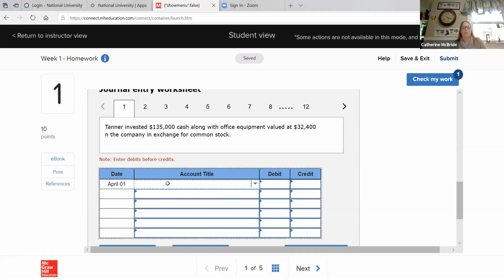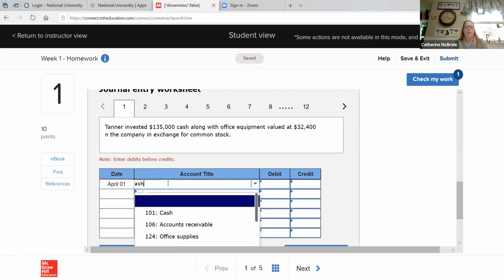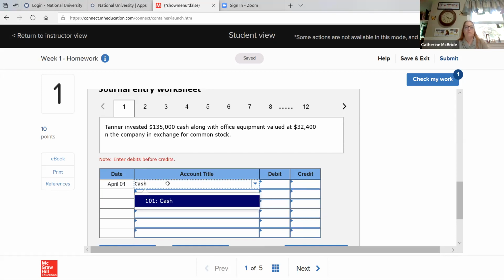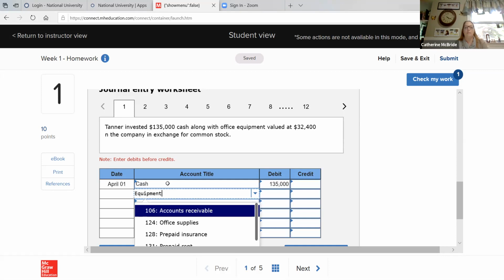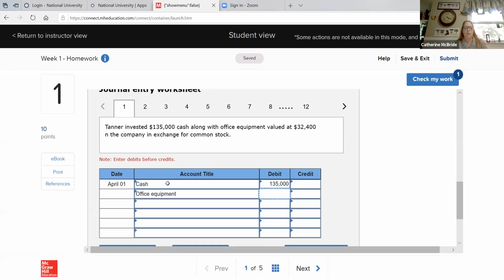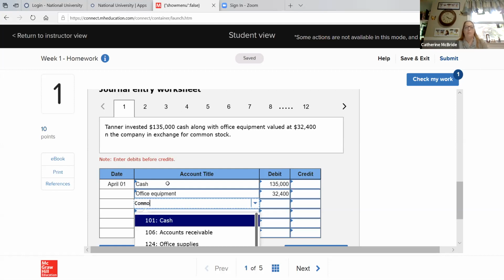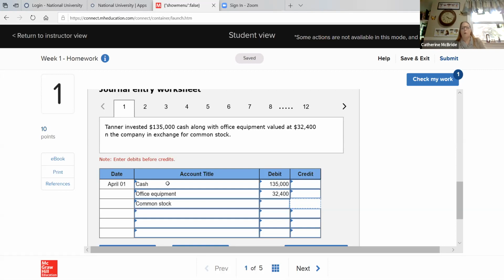So for our journal entry, we're going to debit cash, and he gave 135,000. We're going to debit equipment for 32,400. And we have common stock for 167,400.